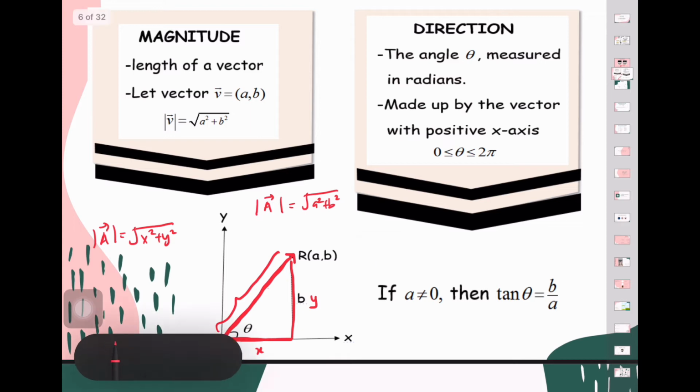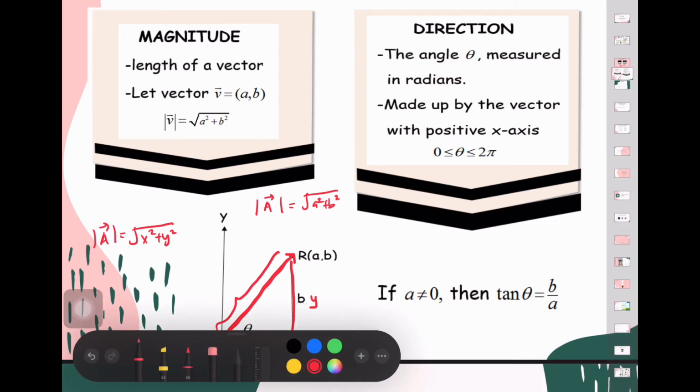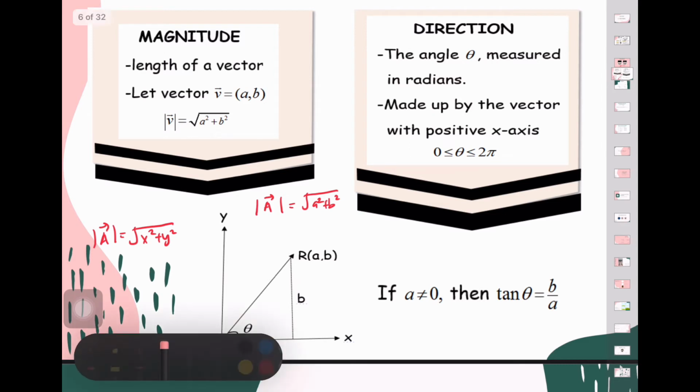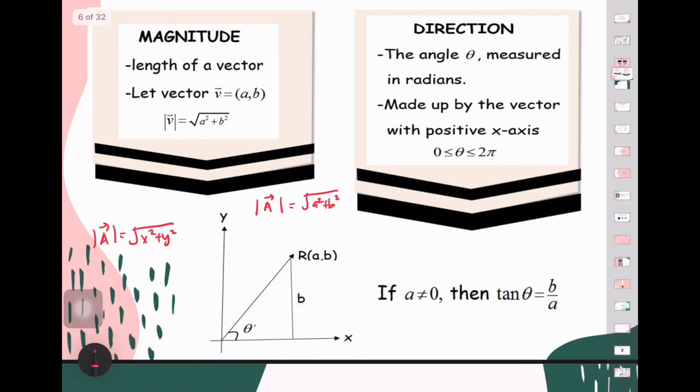So kalau awak tengok dekat sini, kita tahu dia punya direction ke atas, tapi ke mana, sejauh mana direction dia, kita boleh tahu dengan mengira nilai theta dalam radian. So macam mana kita nak kira nilai theta dalam radian? Kalau A is not equal to 0, then kita boleh kira nilai theta dengan menggunakan formula ini, di mana tan theta equal to B over A. Okay, kita nak cari tan theta equal to B bahagi dengan A.